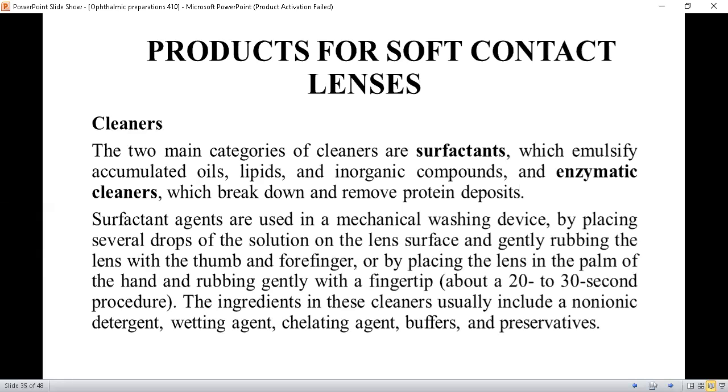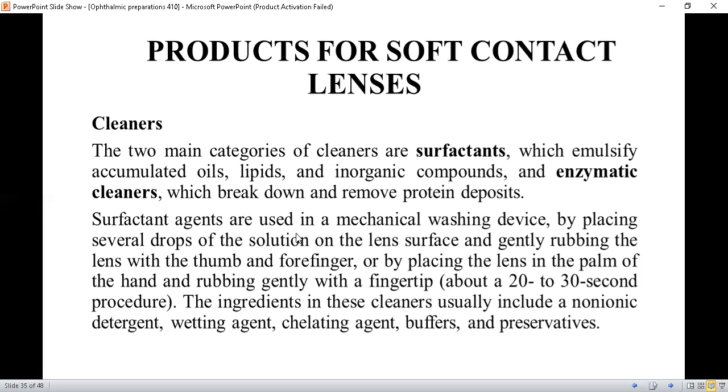Now, students, let's discuss what are the care solutions or products that are designed to take care of these lenses. First, we are going to discuss the products that are designed for soft contact lenses. The first category of these products are cleaners. Cleaners are those solutions that are used for the cleaning of the soft contact lenses. And there are two main categories of the cleaners. Number one, surfactants, and number two, enzymatic cleaners. So these two types of cleaners are used for the cleaning of soft contact lenses.